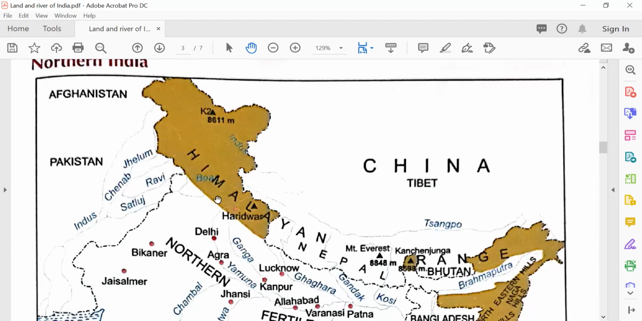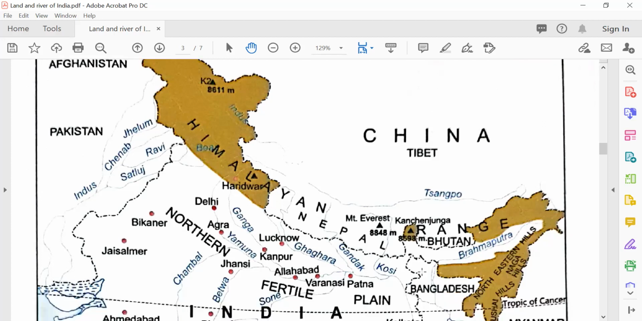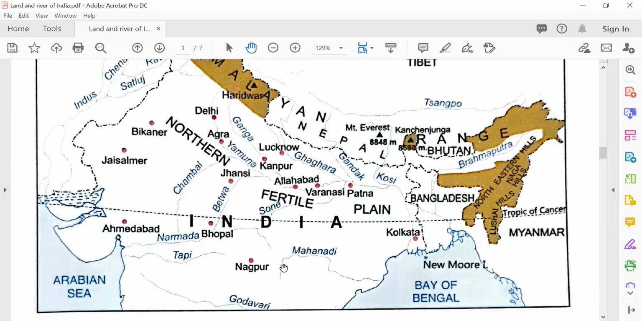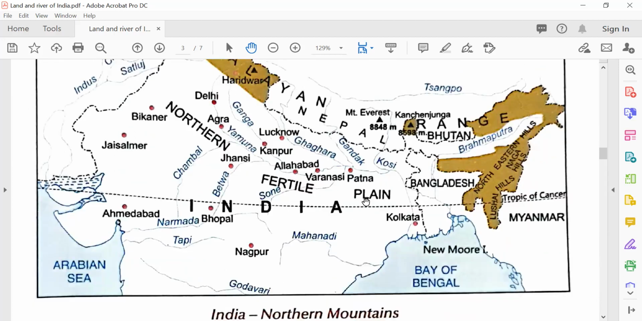Here you have Himalaya. Himalaya is a mountain. Nepal. And these are the rivers: Chambal, Betwa, Yamuna, Ganga, Ghagra, Gandak, Kosi, Son, Narmada, Tapi, Mahanadi, Godavari. These are the rivers which you are seeing. We are talking only about the rivers. So these lines that you are seeing inside India are rivers.